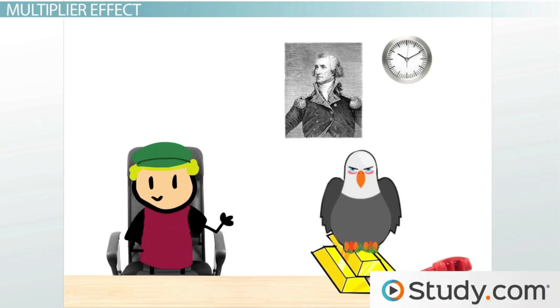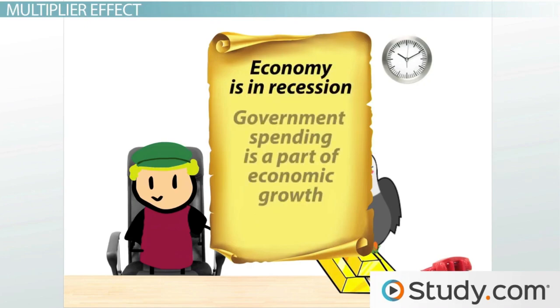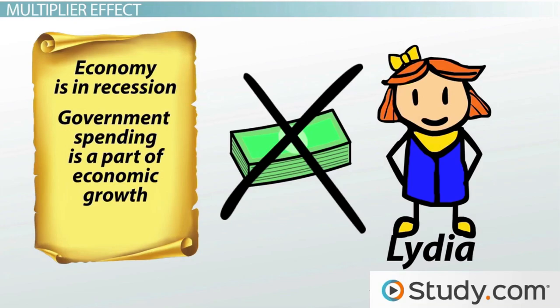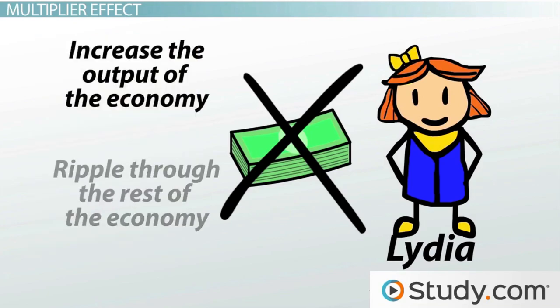You're on the committee that's working on a bill to increase government spending. Why would you want to do that? Because the economy is in recession and government spending is one of the components of economic growth. You know that if consumers like Lydia have stopped their spending, that maybe some government spending will help increase the output of the economy, and it will ripple through the rest of the economy. And maybe Lydia can get the landscaping that she desperately wants after all.